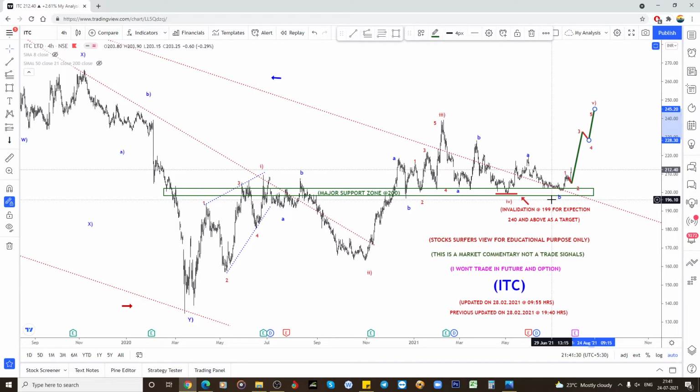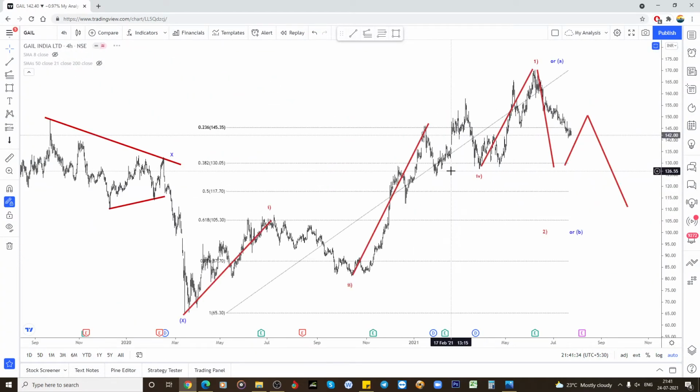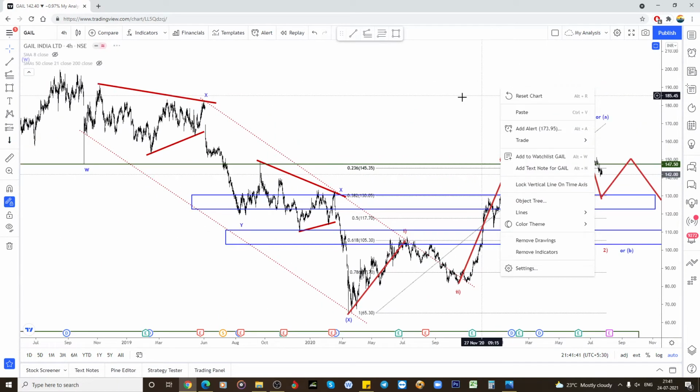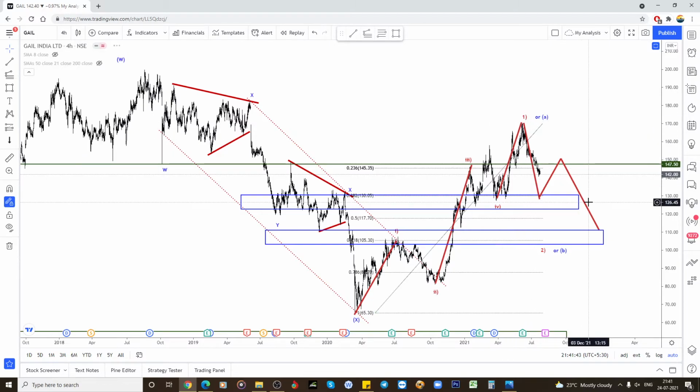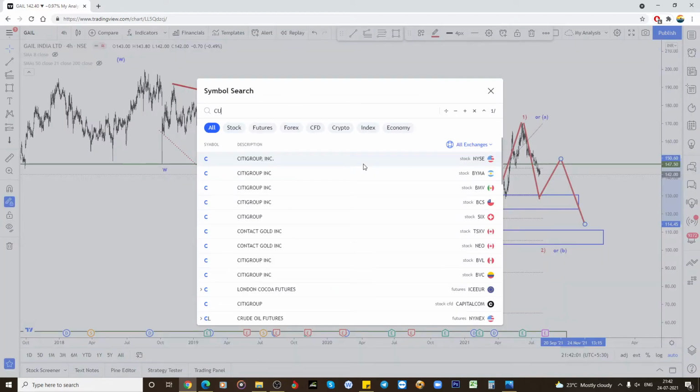And next is GAIL. See 1, 2, 3, 4, and 5. I'm expecting a three-wave structure. So there is no change in this. So wait for this pattern. Anything can happen, so if you need to buy, at least enter partially and wait for this zone. Whether this zone to wait, otherwise this zone to wait. That's it in GAIL. So next is Cummins India Limited.